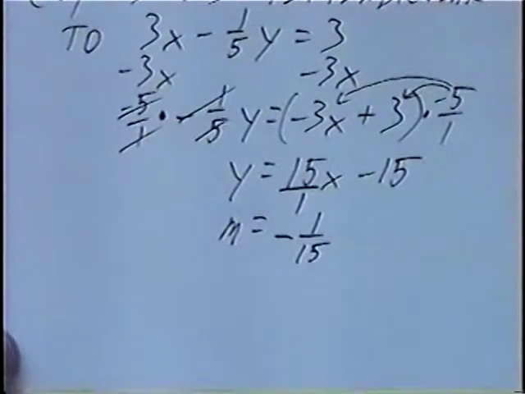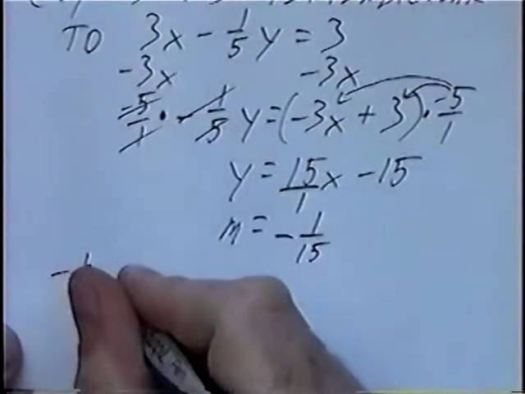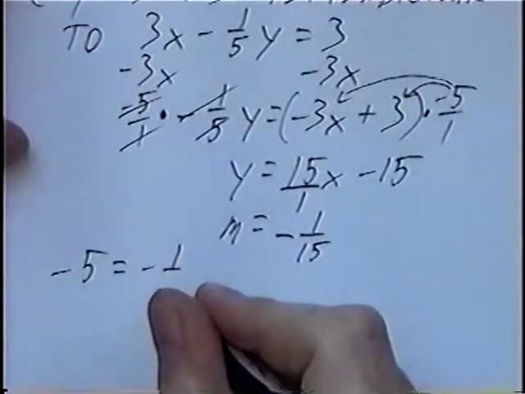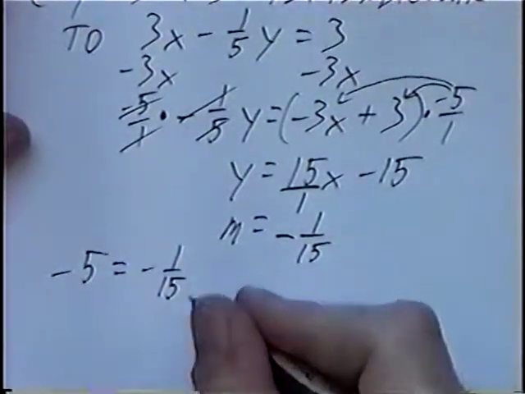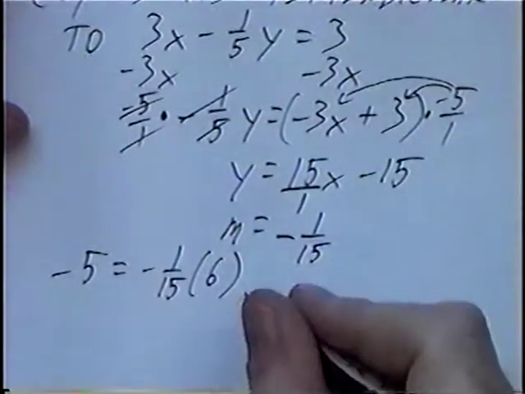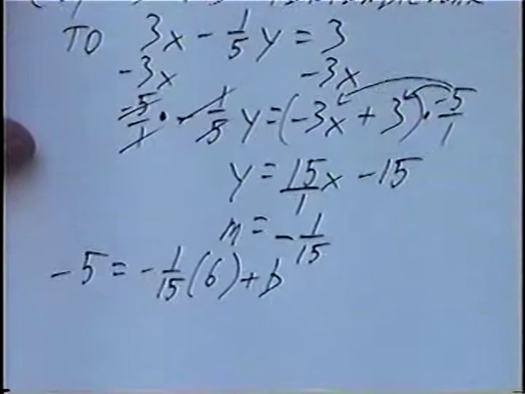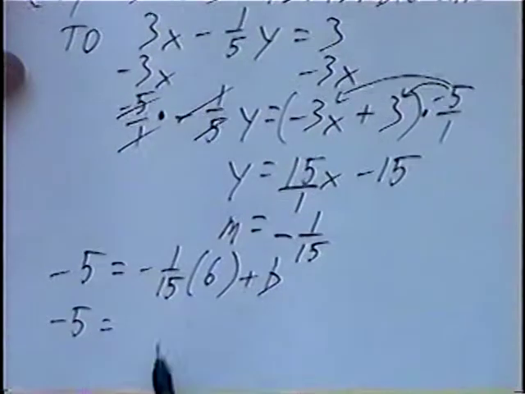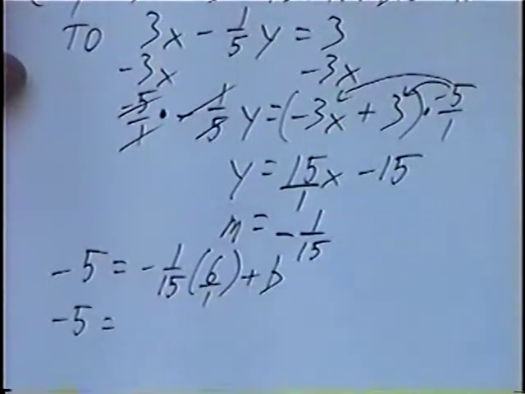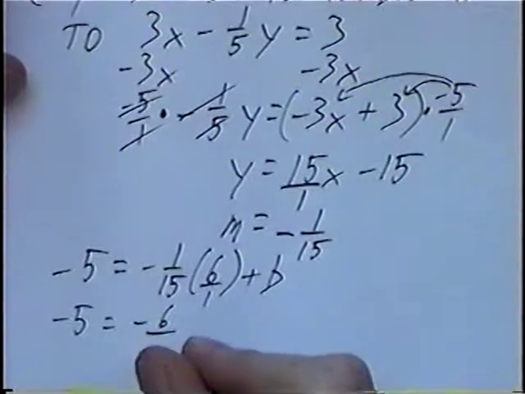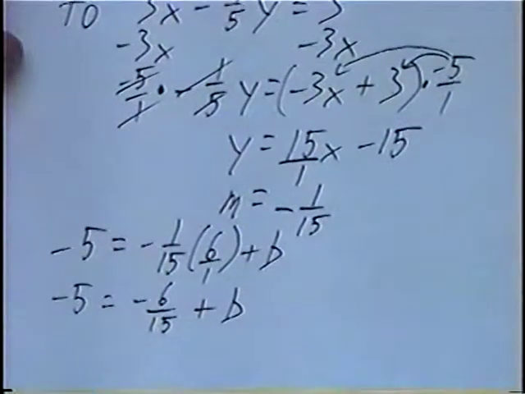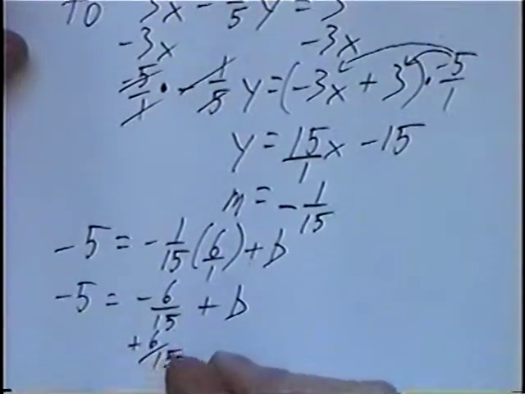Continuing the question, to find b, we'll use the original point, which was 6, comma, -5. So the y value is -5 equals m, which we found was negative 1 over 15, times x, which is 6, and plus b. Solving the equation, negative 5 equals negative 1 over 15 times 6 over 1, which would be negative 6 over 15 plus b. And solving for b, we can add 6 over 15 on both sides.